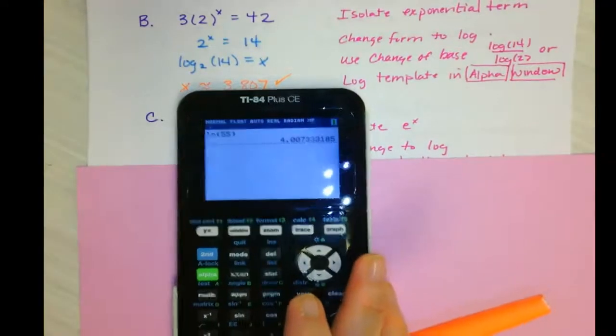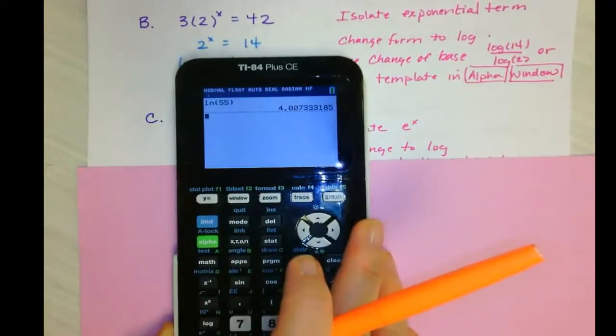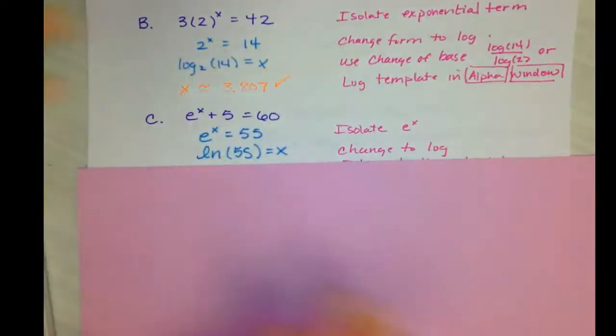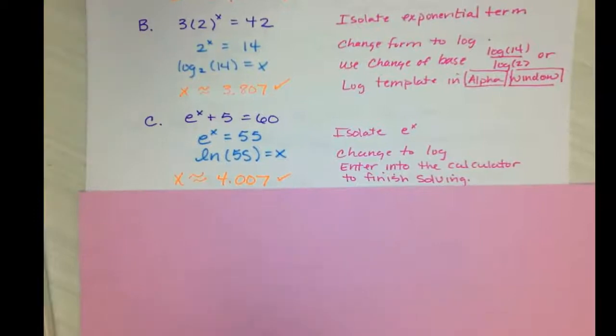I use my calculator, punch the ln button, and I get 4.007. When I check that out, that also works.